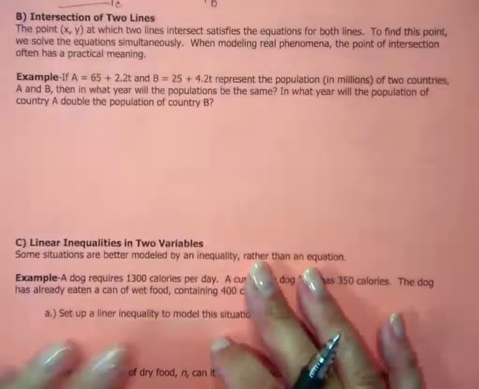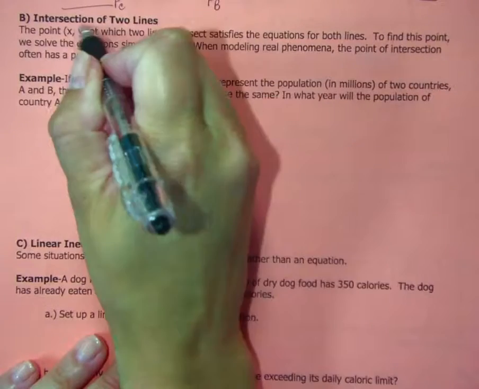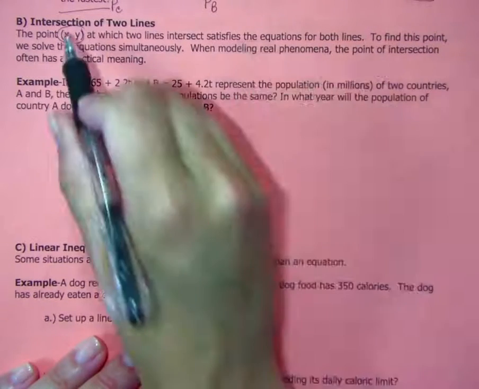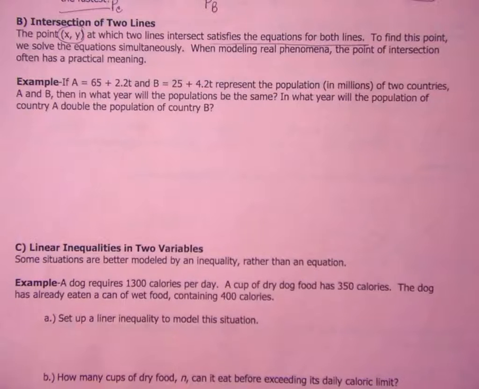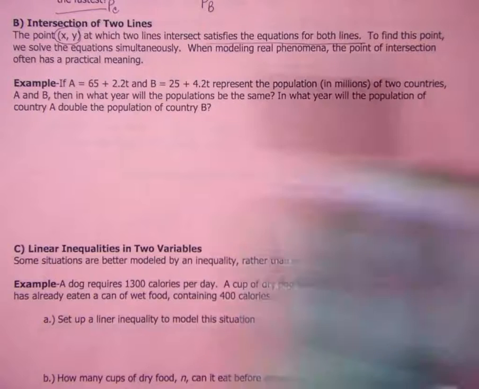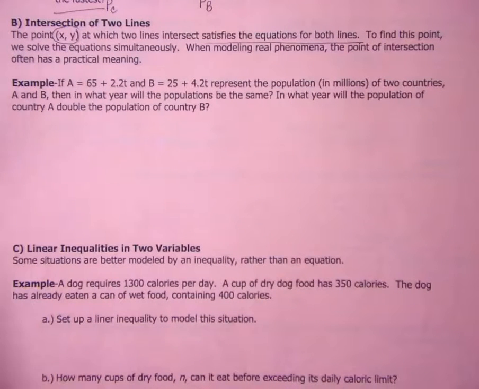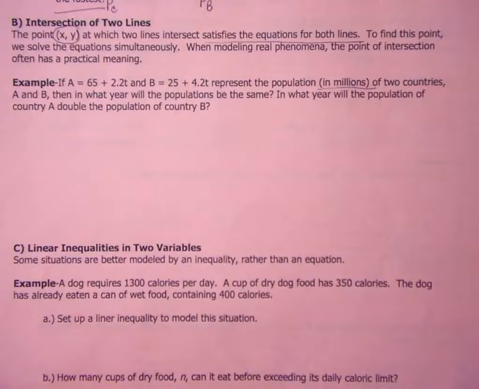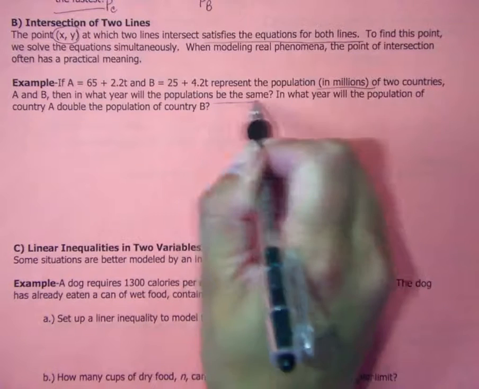Looking at the intersection of two lines. The ordered pair XY, where two lines intersect, is going to be an ordered pair that satisfies the equations for both lines. To find that point, you guys have been doing this for several years, we're going to solve those equations basically as a system. When modeling a real situation, the point of intersection often has a practical meaning, okay? So in this example, we are given the population of two different countries, where population is in millions. It says, in what year will the populations be the same?